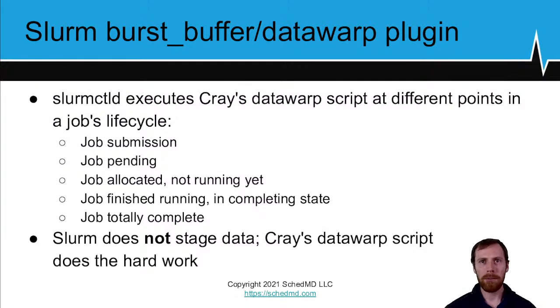So what Slurm does with the Burst Buffer Data Warp plugin is Slurm calls Cray's Data Warp script at certain points in the job's lifecycle. Now, the Data Warp script will actually do the interesting work in moving files or directories from point A to point B, and the job will request how that is done using Cray's syntax. Slurm doesn't do any of that interesting work, it just calls the Data Warp script.